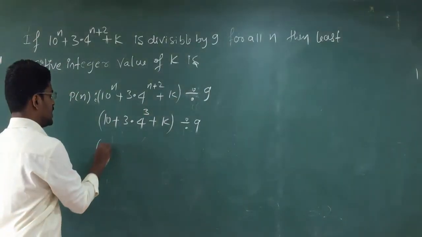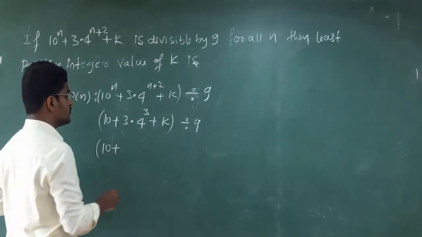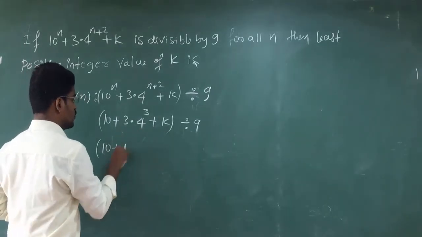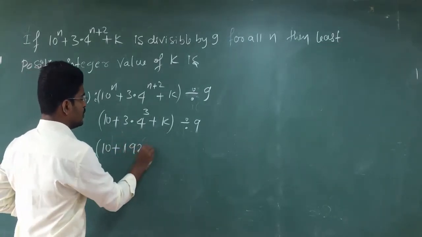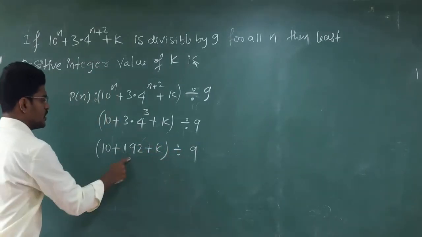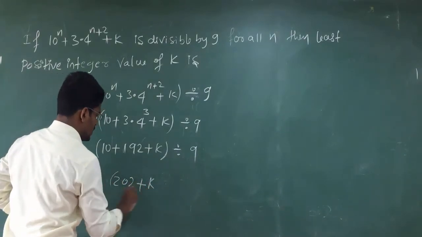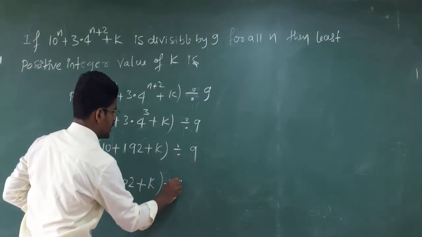So that is 10 plus 4 to the power of 3, which is 64. 64 into 3 is 192, plus k, which is divisible by 9. So this will be 202 plus k, and it will be divisible by 9.